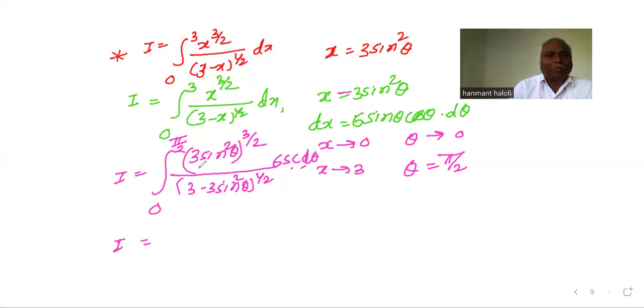Integral equal to, from here we could take 3 outside, 3 raised to 3 by 2. The constant we will take outside the integral sign, 3 raised to 3 by 2, and down here you can take the common factor also, getting 1 upon 3 raised to half. Taking that outside, the index will become 3 raised to 3 by 2 minus 1 by 2.